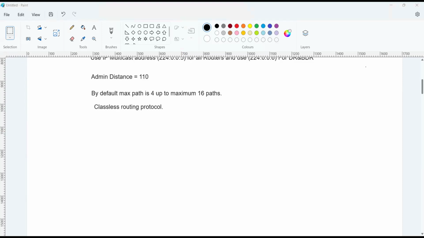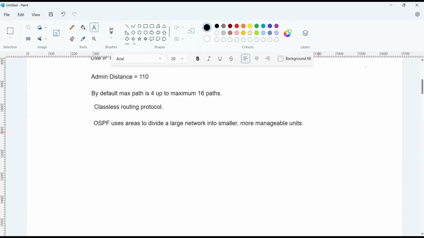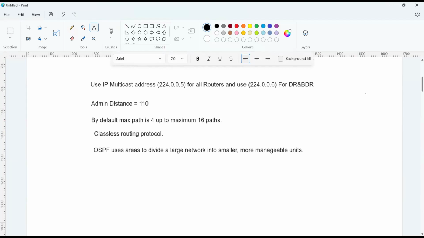And actually in OSPF, we have the area concept. As I mentioned, we'll discuss in depth. OSPF uses areas to divide a large network into smaller, more manageable units, because OSPF maintains neighbors as well as the entire topology routing information. So if we don't have the area concept, we will face LSA flooding.